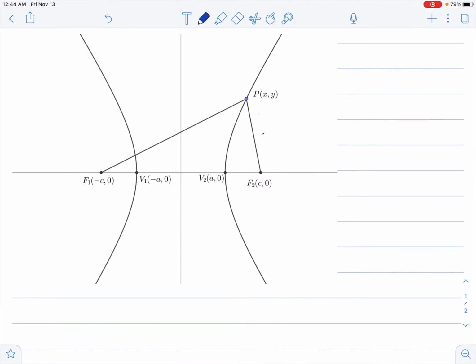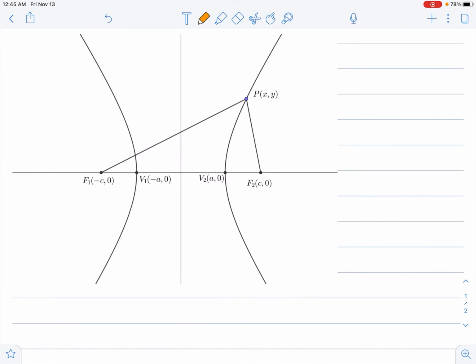In this video, itutuloy natin yung series natin on Senior High School Pre-Calculus. Sa video na to, i-derive natin yung equation ng hyperbola. Sa previous video, napag-usapan natin na ang hyperbola ay a set of points kung saan yung difference ng distances from the two foci is constant.